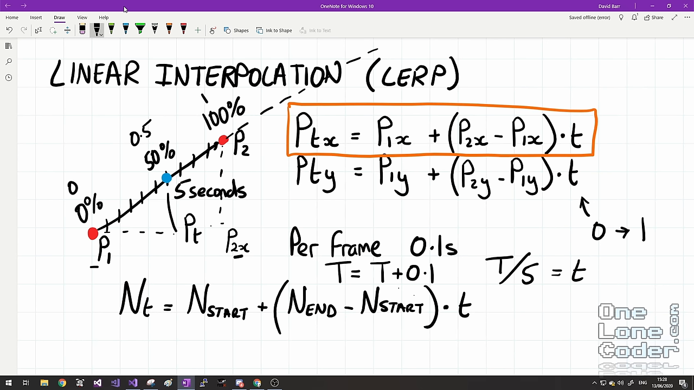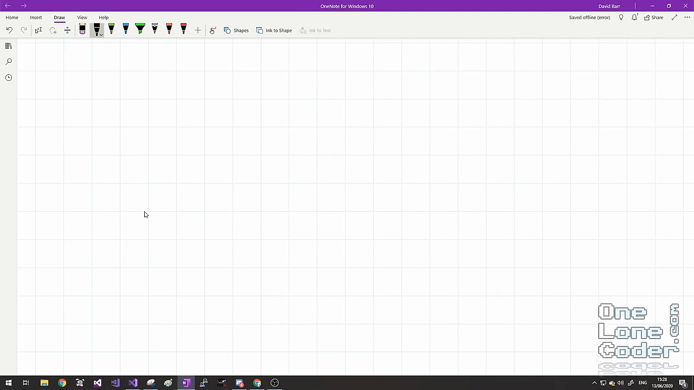Or perhaps we wanted to fade between different colors. We could use linear interpolation in the red, green, and blue spatial domain. A slightly more advanced use of linear interpolation is to implement functions that we can't define mathematically.